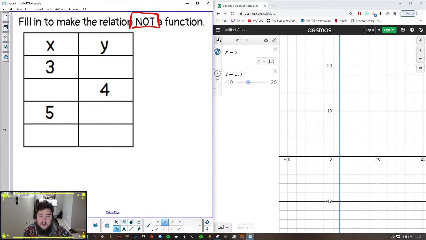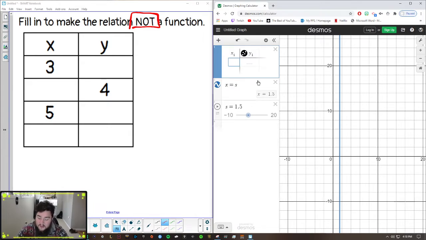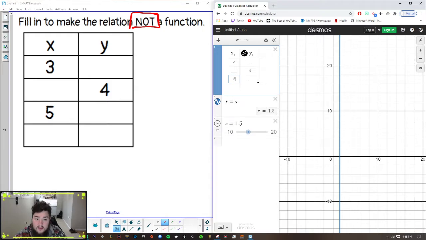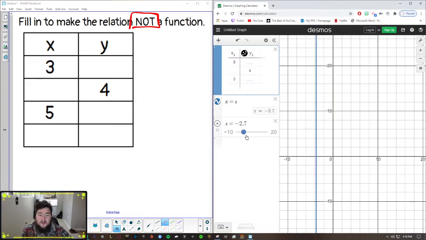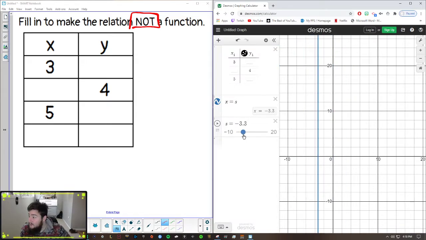So I'm going to start by going to Desmos, and I'm going to add in a table. And I'm going to copy in what they've given us so far. So here's my table with all of my blanks. Now I have to figure out how can I put numbers in here so that my vertical line hits that point 2 times or more.